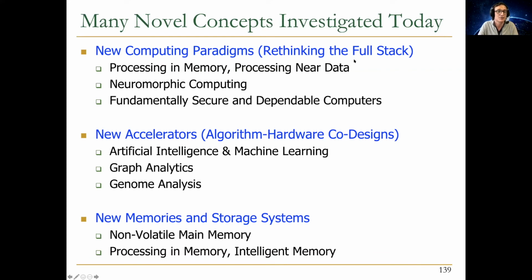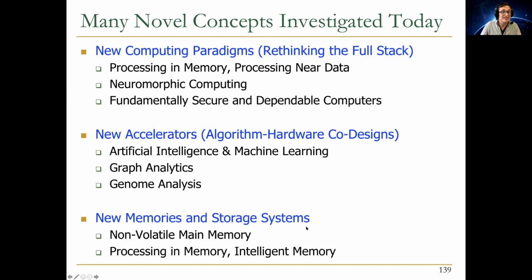We want to rethink the full stack: processing in memory, processing near data, neuromorphic computing, fundamentally secure and dependable computers, and there are more that I don't include over here. Quantum computing is one example that's a bit farther out, I think. It's not as general purpose, frankly, as some of these other things like processing in memory. There are new accelerators, algorithm-hardware co-designs for important applications like graph analytics, artificial intelligence and machine learning, obviously, and genome analysis going forward.